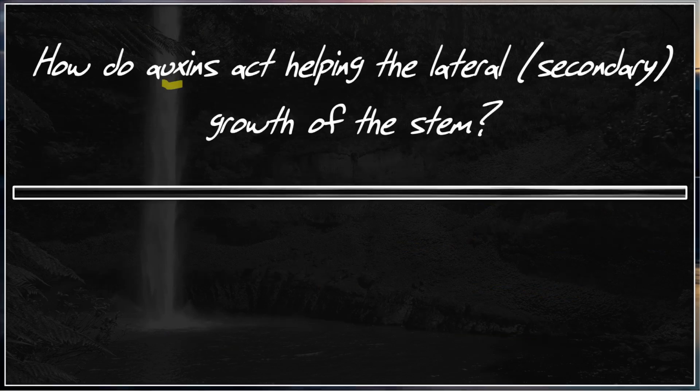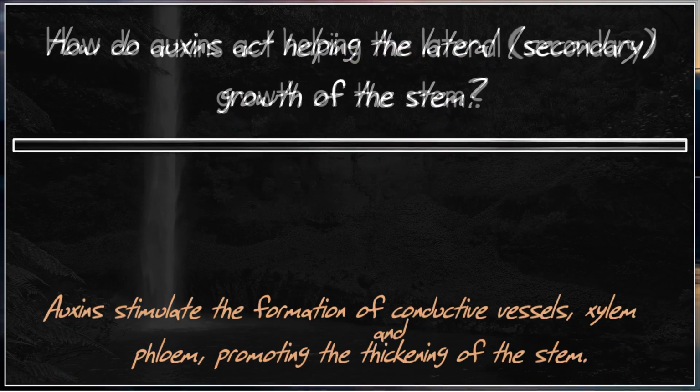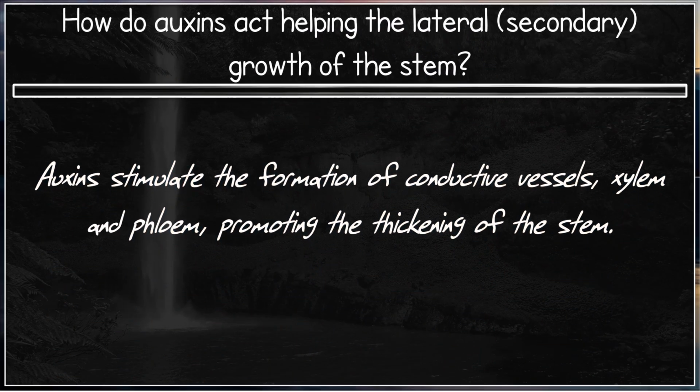How do auxins act, helping the lateral secondary growth of the stem? Auxins stimulate the formation of conducting vessels, that is the xylem and the phloem, promoting thickening of the stem.